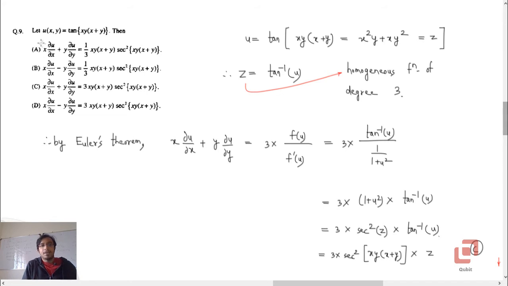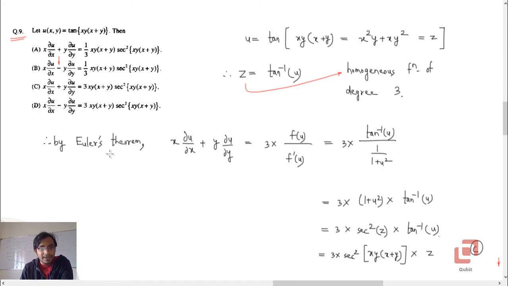Question number 9, based on partial derivatives and also Euler's theorem of homogeneous functions. Let u of x comma y be the function tan of xy into x plus y. Then x del u by del x plus y del u by del y equals something, x del u by del x minus y del u by del y equals something, and the same thing with options C and D.